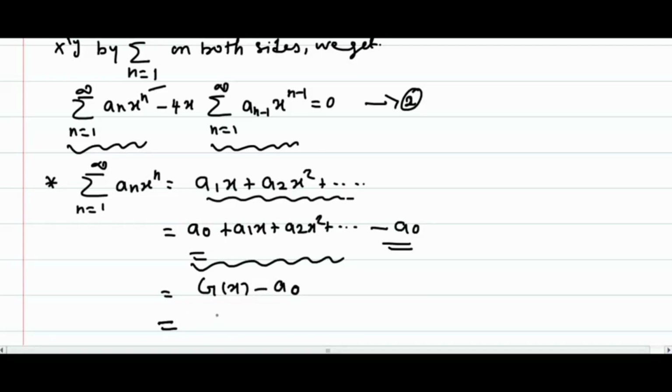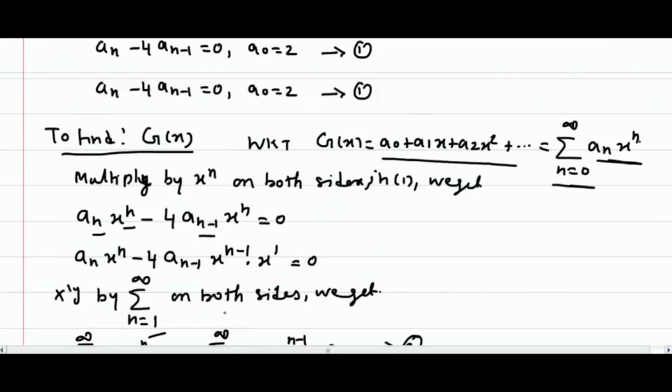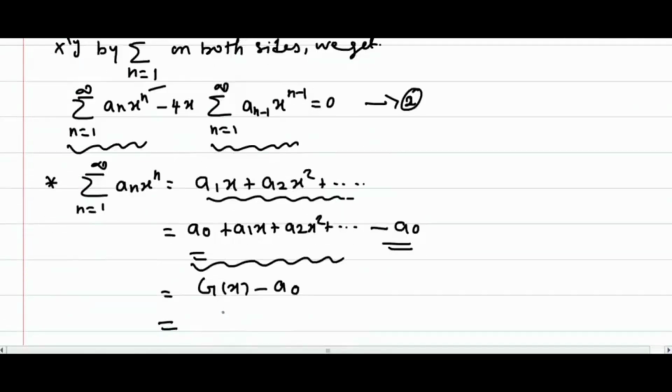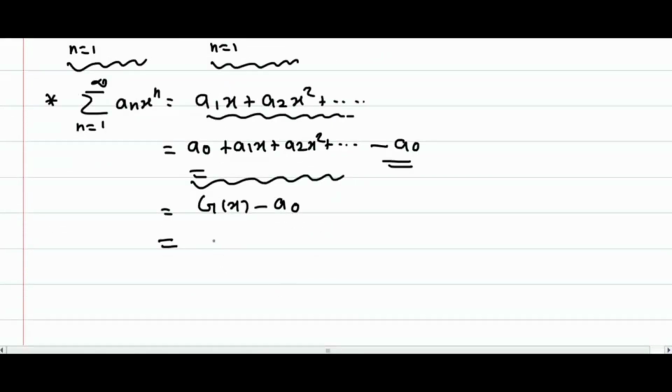Okay, what is a naught value? A naught is nothing but the given value. a naught equals 2, right? So substituting, we get g of x minus 2.